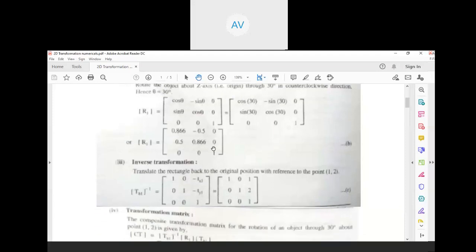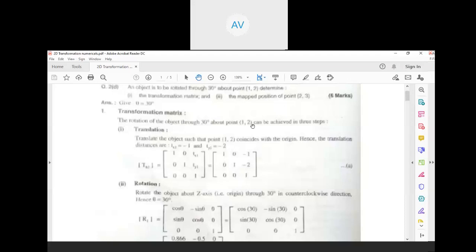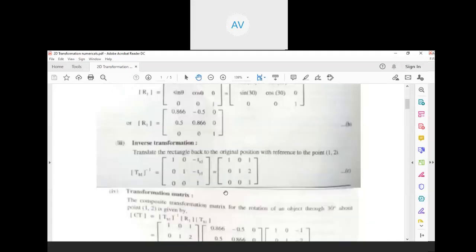Then again we have to inverse translate the object to its original position, as we first translated through the (1, 2) value. The inverse translation to its original position will be tx equal to 1 and ty equal to 2. So the matrix is [1 0 1; 0 1 2; 0 0 1]. This is how we place that point back to its original position.